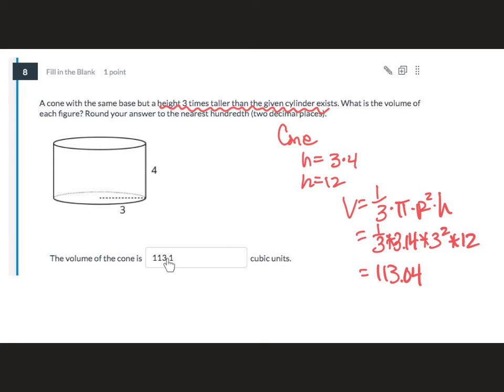Again, it's 113.10 if we use the pi button. It took both. And remember, you're rounding it to the nearest hundredths place. So that is 2 decimal places.